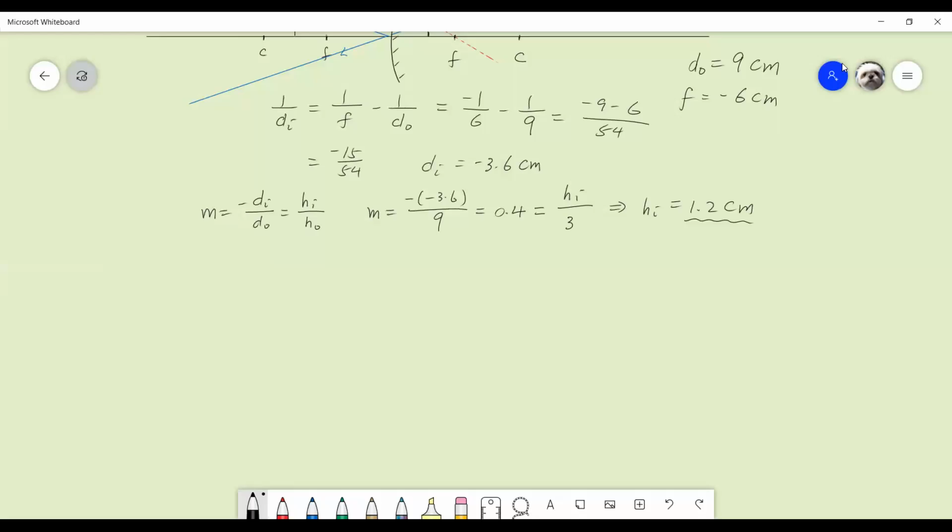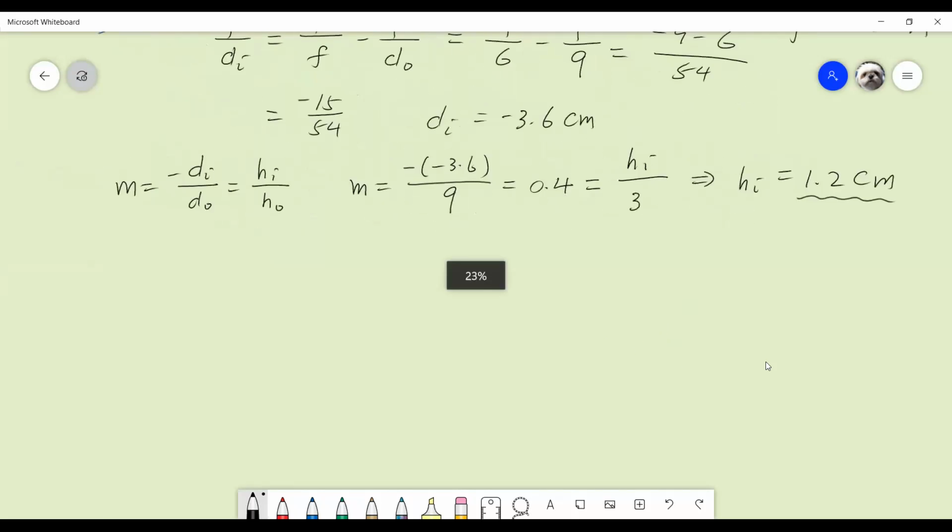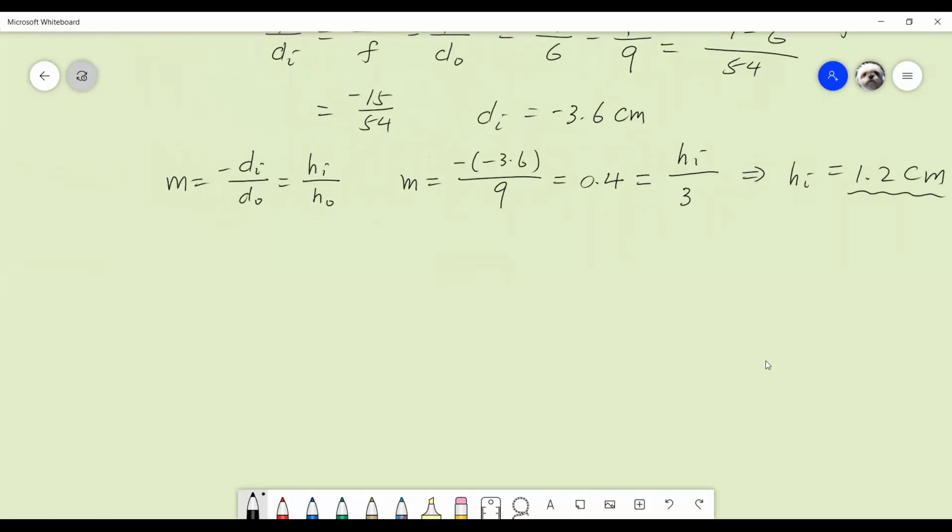Now we have something we call the power of the lens. What is the power of the lens? It is also called the diopter number. It has something to do with optics. It is defined as P equals 1 over F.